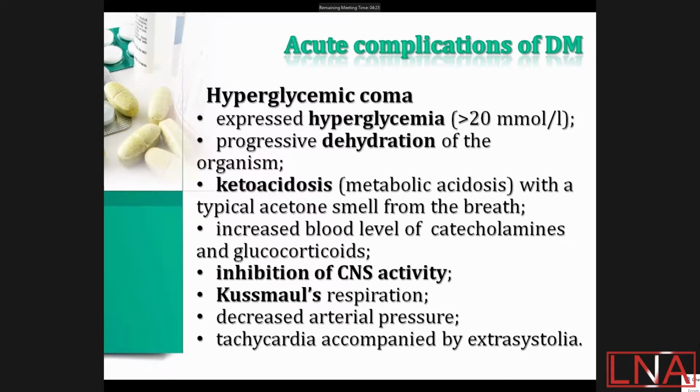Just for note, hyperglycemic coma might occur if there is a very high level of glucose in the blood, more than 20. As you remember, if it is more than 7, it is diabetes. Now there is 20 sometimes, and of course it is coma. Progressive dehydration of the organism, so excretion of a lot of water and not enough intake of water. Ketoacidosis or metabolic acidosis, which might be diagnosed by a typical acetone smell from the breath. Inhibition of CNS activity, decreased arterial pressure, tachycardia and extrasystoles.